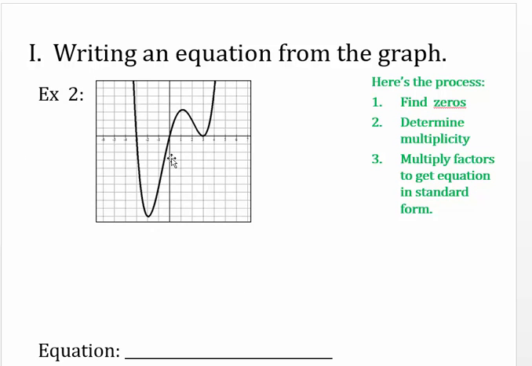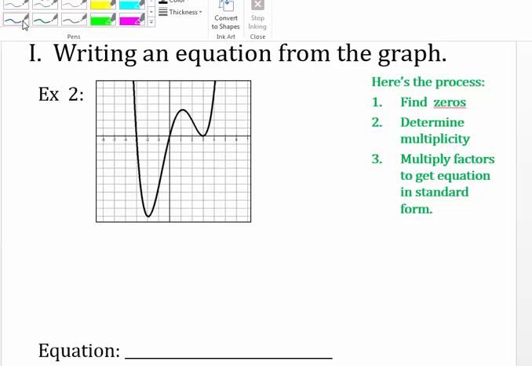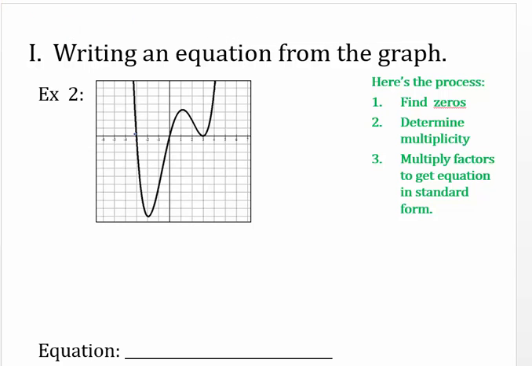Let's try another one. Okay, let's analyze this graph. Where does it cross the x-axis? Over here at -3 again, right here where x is 0, and right here where x is 3. So our factor would be x plus 3. This one is just x, or you could put x plus 0 if you'd like. This one is a positive 3, so this would be an x minus 3.